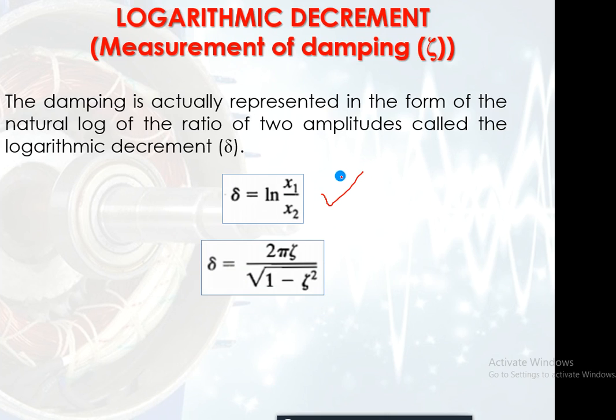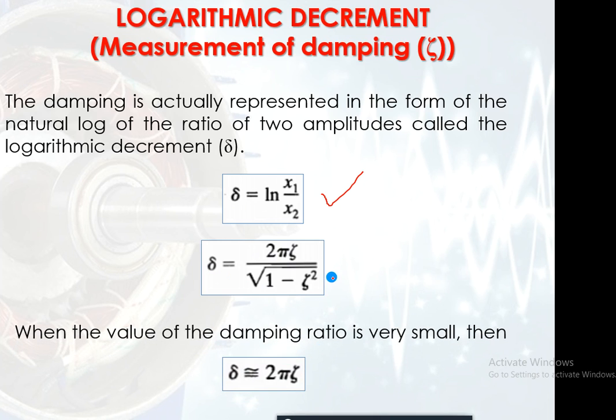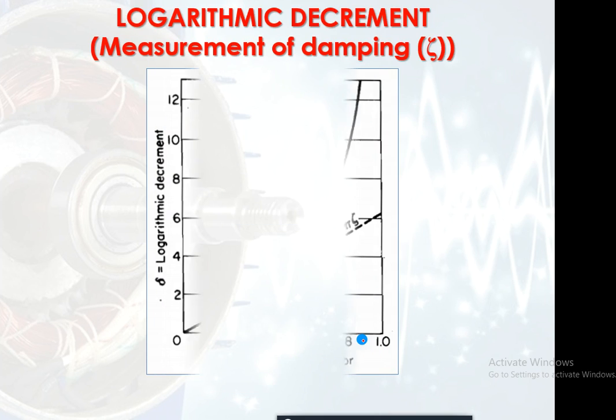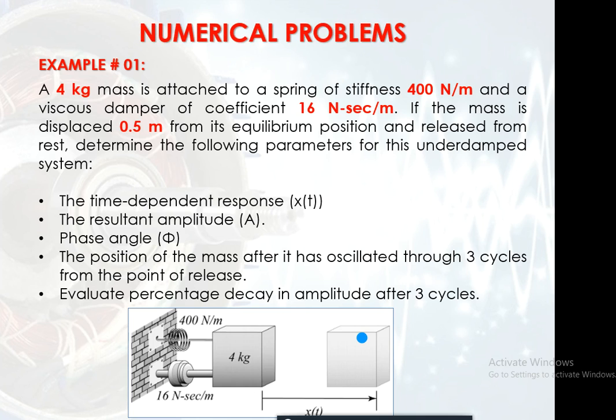Logarithmic decrement is defined as the natural log of two successive amplitudes of a harmonic decaying function. In addition, this logarithmic decrement can also be equal to 2 pi zeta over the square root of 1 minus zeta squared, and this is for the case when zeta is greater than 0.3. When zeta is less than 0.3, we can consider that logarithmic decrement is approximately equal to 2 pi zeta, and this was discussed in our case. Now this is the numerical problem that we will be discussing.